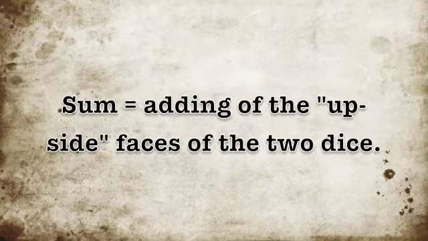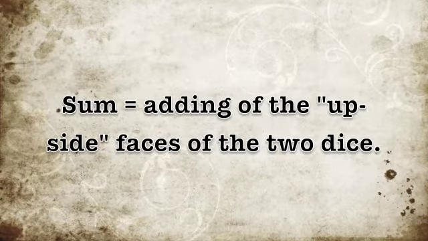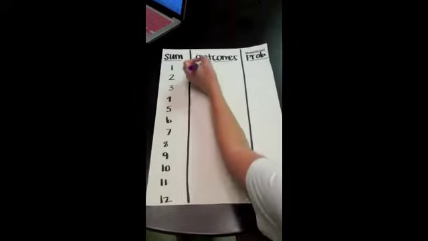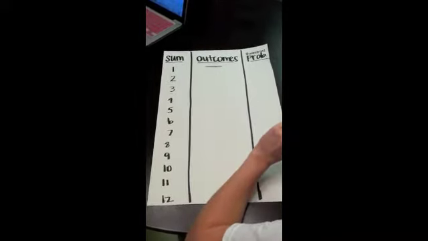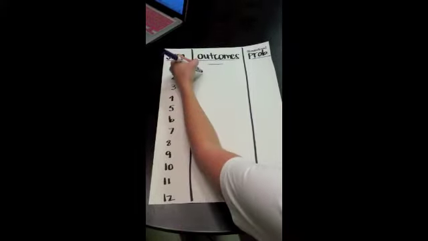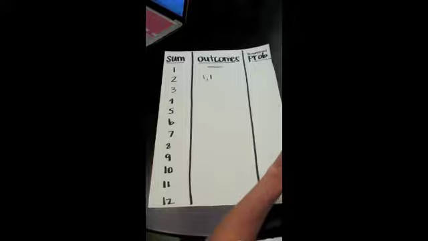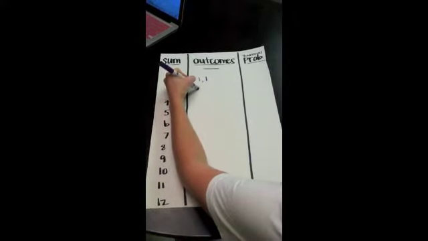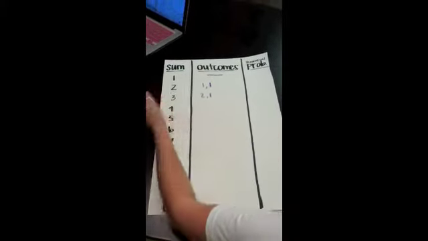To find the probability of rolling each sum on a pair of dice, we will first list all of the possible outcomes. You can't get just one by rolling the dice. The only way to get a sum of 2 is by rolling a 1 and a 1. The only way to get a sum of 3 is by rolling a 2 and a 1. So on and so forth.